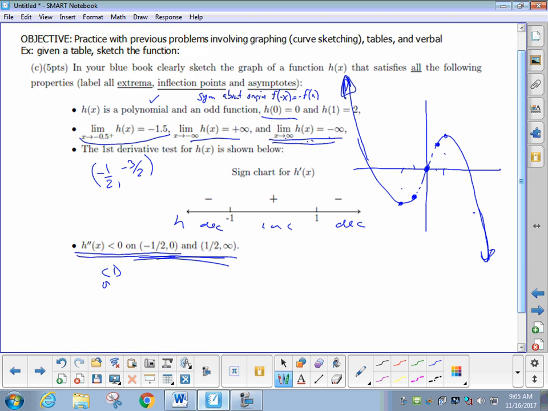Concave down on -1/2 to 0, and concave down on 1/2 to infinity. So what is this going to look like? Is it concave down the way I have it? No, that's concave up. All right, so how do I graph it so it's concave down?